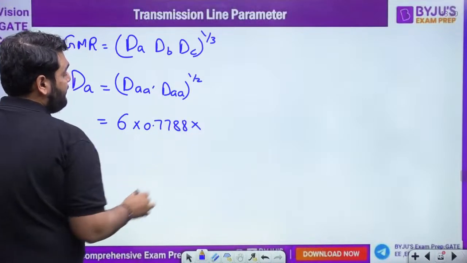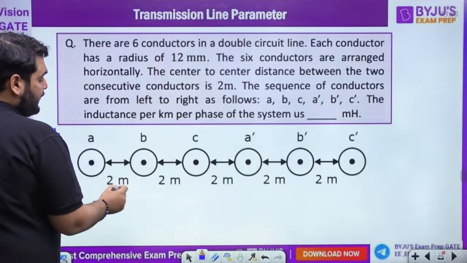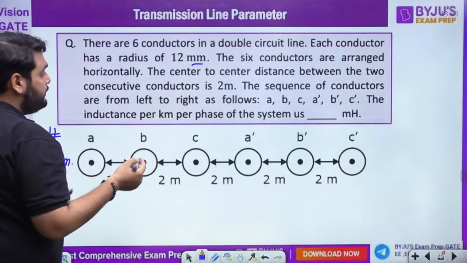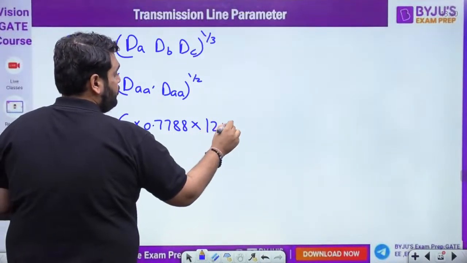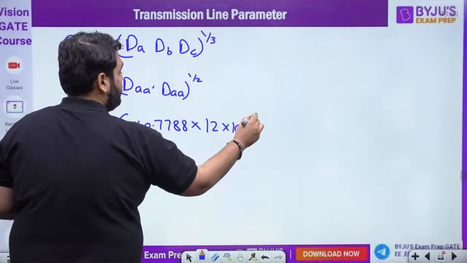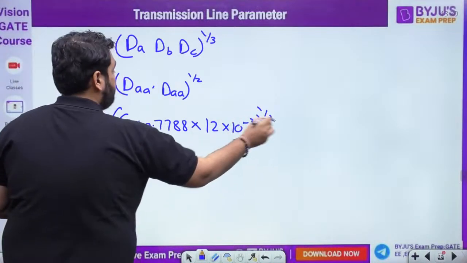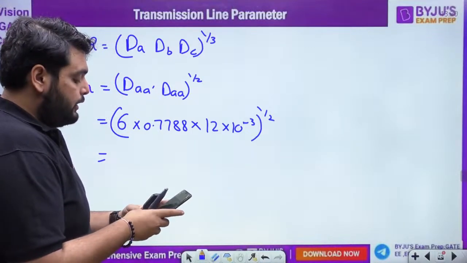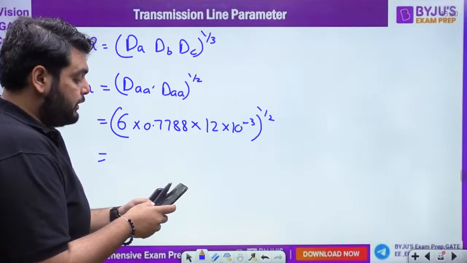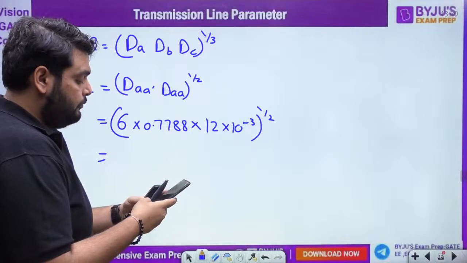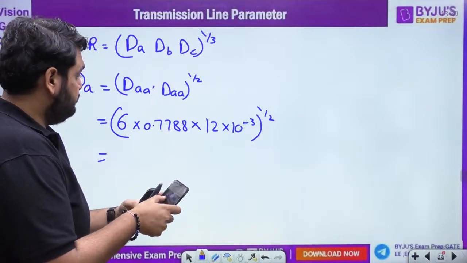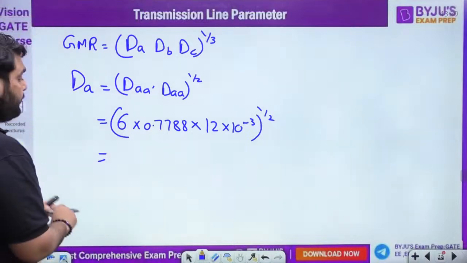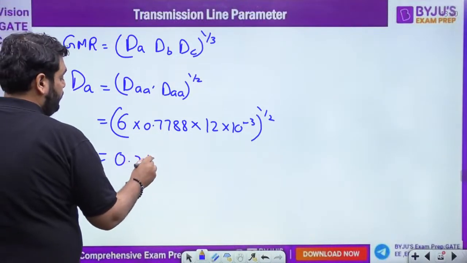0.7788 multiplied by the radius, which is 12 mm. Now the distance is in meters and this is in mm, so I have to convert it into meters. So 12 into 10 raised to power minus 3 meter, all raised to power 1 by 2. This comes out to be DA. Now let's solve it. If you have any doubt in any topic, ask, okay. So it comes out 0.24 meter.